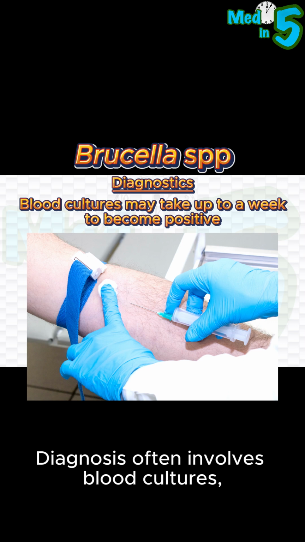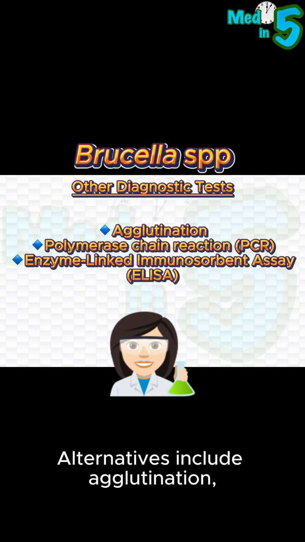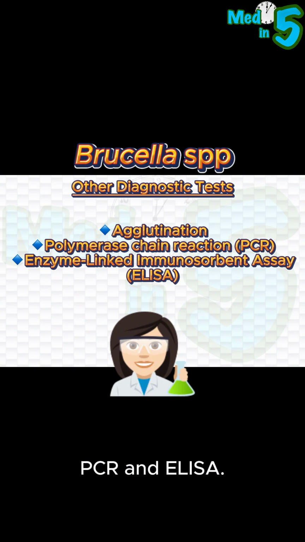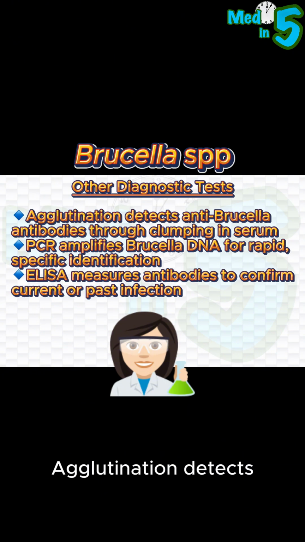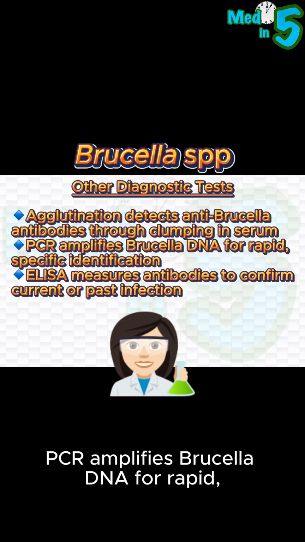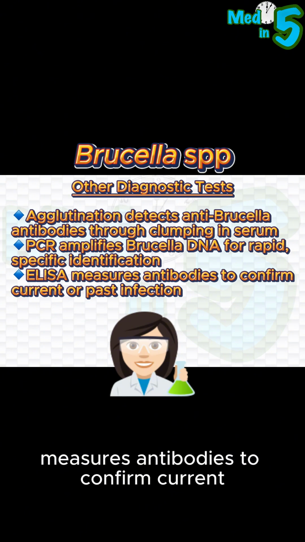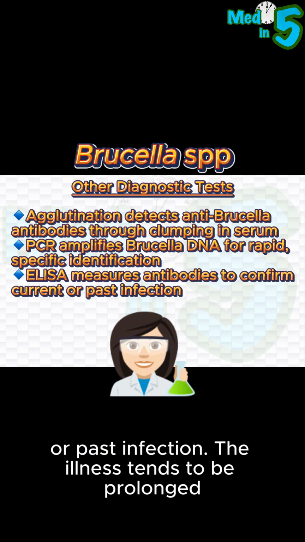Diagnosis often involves blood cultures, which may take up to a week to become positive. Alternatives include agglutination, PCR, and ELISA. Agglutination detects anti-Brucella antibodies through clumping in serum. PCR amplifies Brucella DNA for rapid, specific identification. ELISA measures antibodies to confirm current or past infection.